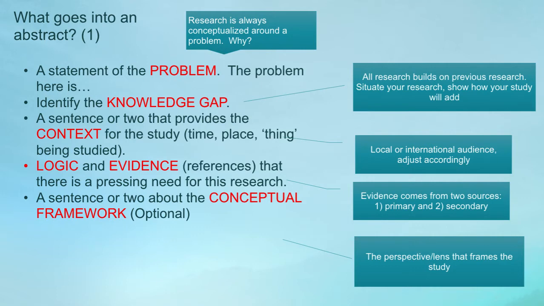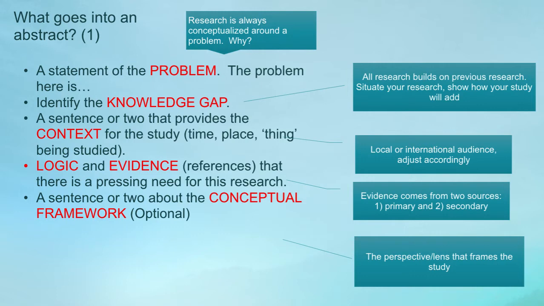Okay, you need a sentence or two around the context, and this is particularly important if you're dealing with anything that has to do with an international audience. So you would need to adjust what you're saying here for the audience. So the context is: when does this take place? Who is it about, or what is it about? What is it that you are studying? For example, if you are used to talking about education in your local environment, you might need to explain certain things for an international audience.